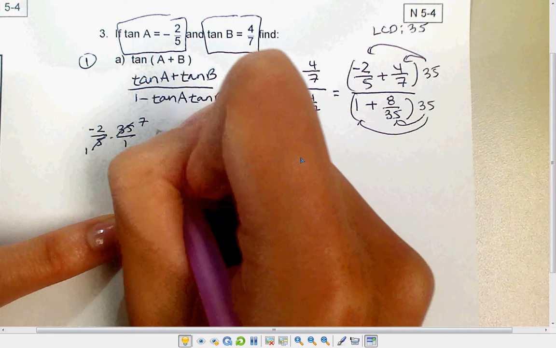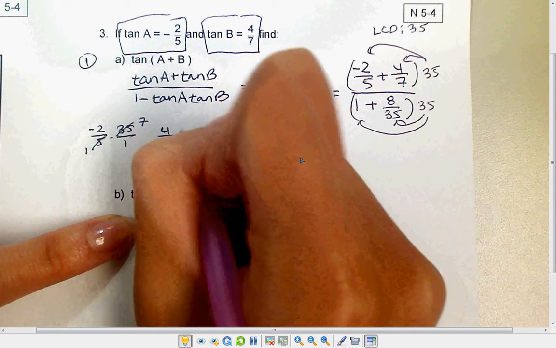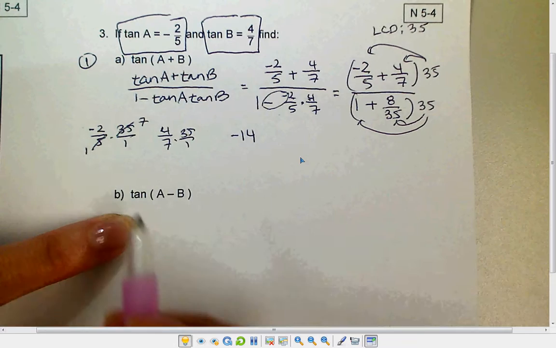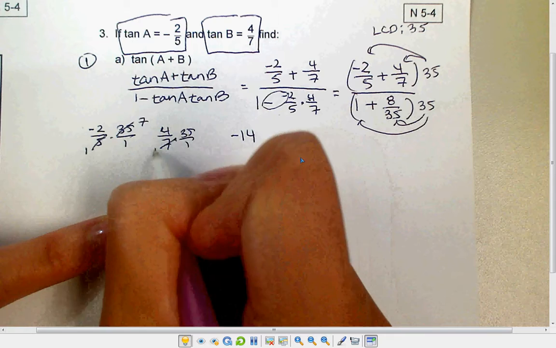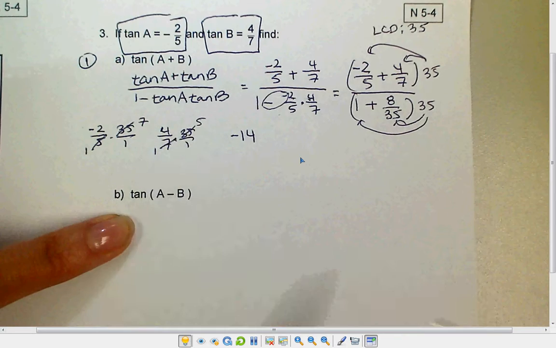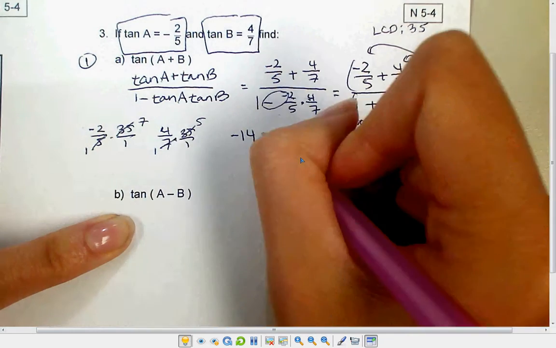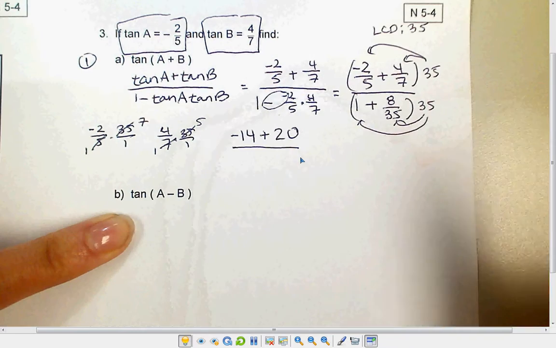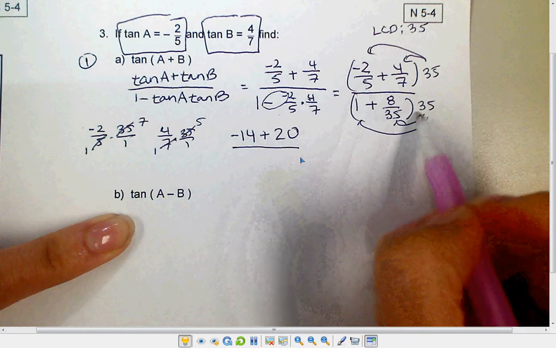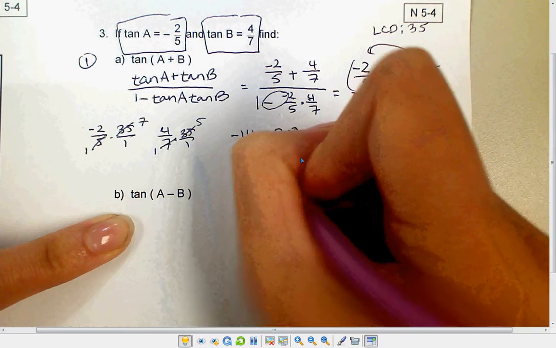And then we have 4/7 times 35. We can divide the 7 and the 35 by 7, so this one gives us 1, this one gives us 5, and that leaves you with 4 times 5, which is 20. So that's what we have in the numerator. In the denominator, we have 35 times 1, which is just 35.